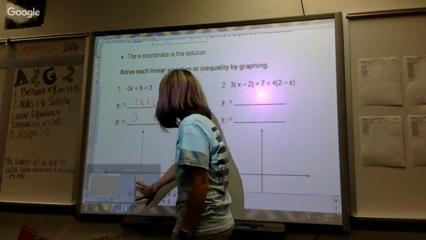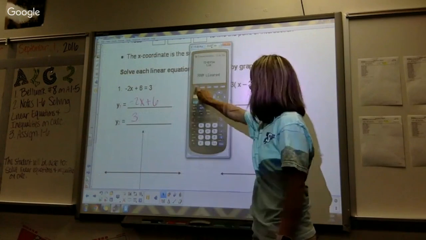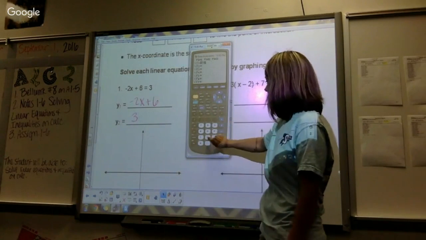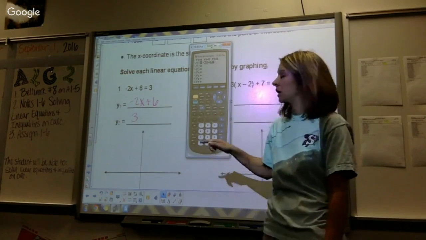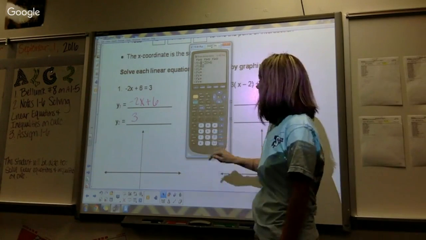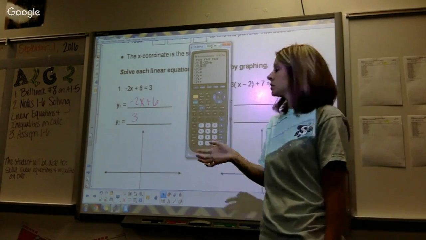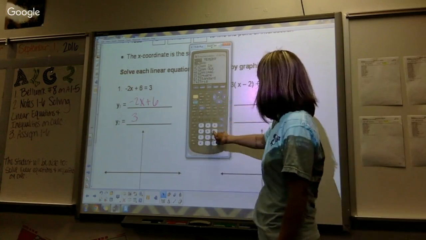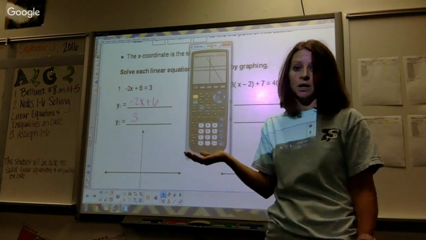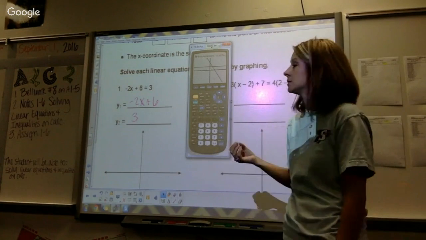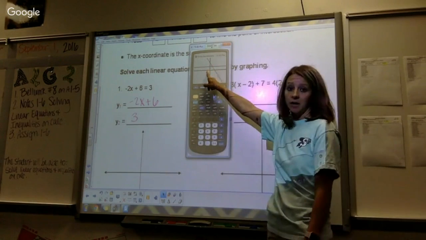So using your calculator, y equals, so negative 2x plus 6 needs to go in y1. 3 needs to go in y2, and we want it to be in standard viewing window, so make sure that you're in zoom 6. Standard viewing window goes from negative 10 to 10 on the x and y axis. Okay, so notice that we have 2 lines here and that they intersect.